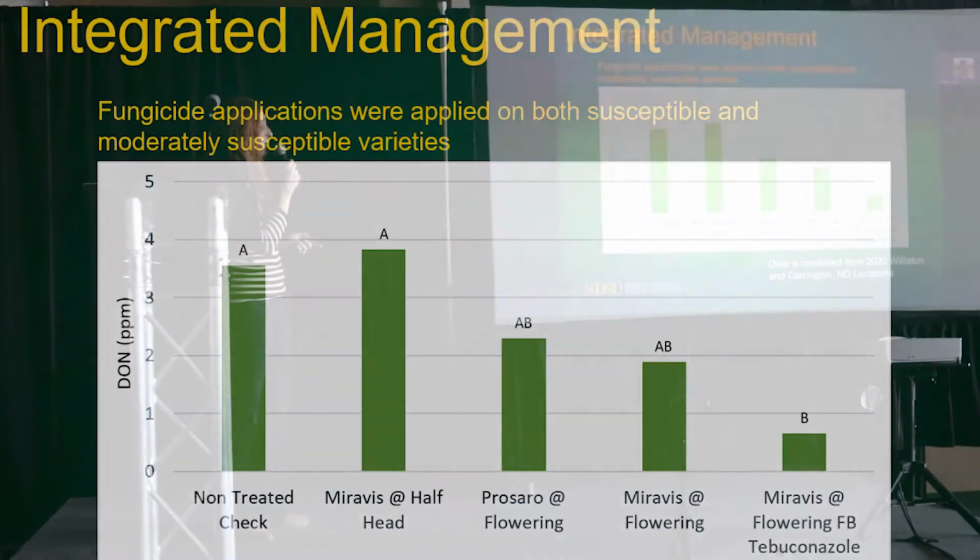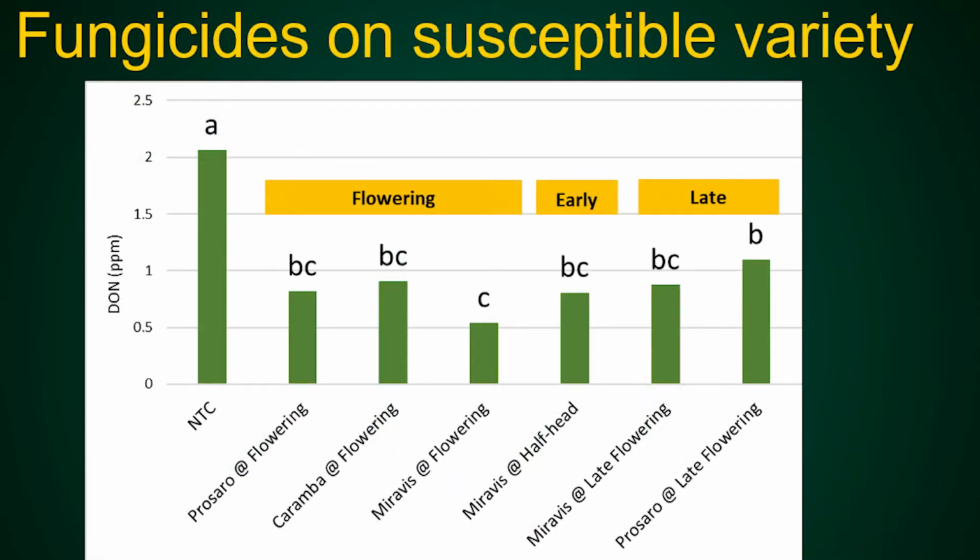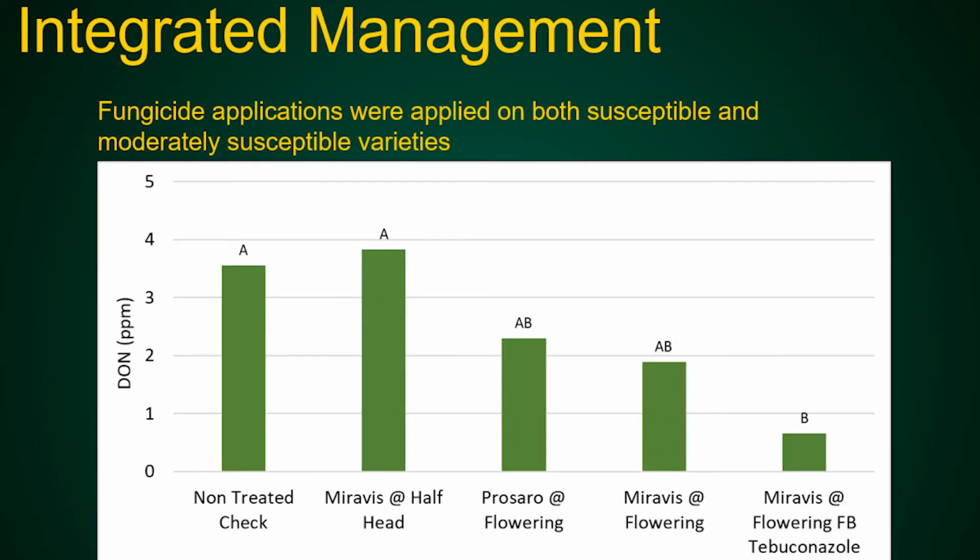And this is another trial conducted in 2020. So this previous trial was all on a susceptible variety of durum. And this is both a susceptible and kind of a better variety, one of our 5s. So when you're spraying on 2 different varieties, this is the data averaged over the 2 varieties. This is the non-treated check, and this is the Miravis at half head, and this is measuring DON.